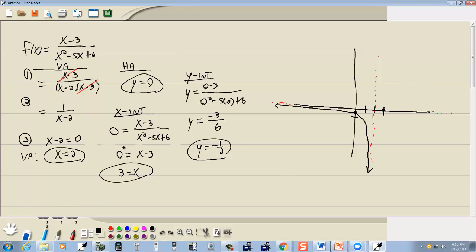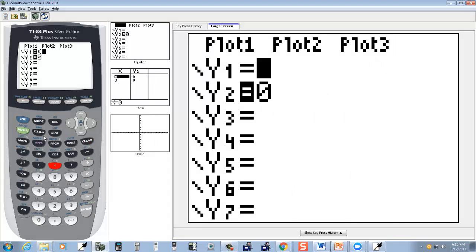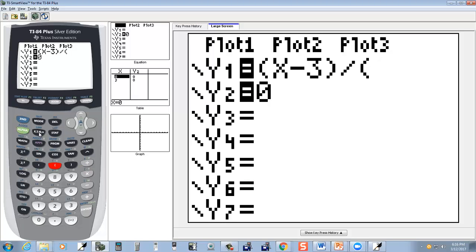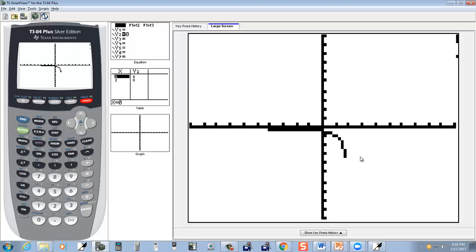I'm going to graph this on the calculator just so we can see it. Put parentheses on top, parentheses on the bottom. That's how you plug them into the calculator. So if I go to y equals, clear, beginning parentheses, x minus 3, closing parentheses, divided by, beginning parentheses, x squared, minus 5x, plus 6, closing parentheses, and then graph. You see I got that right there.